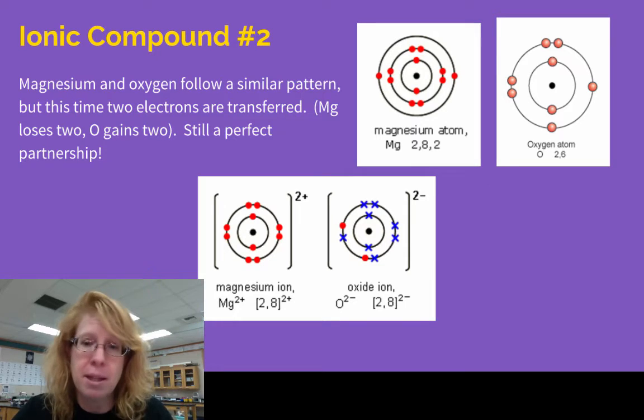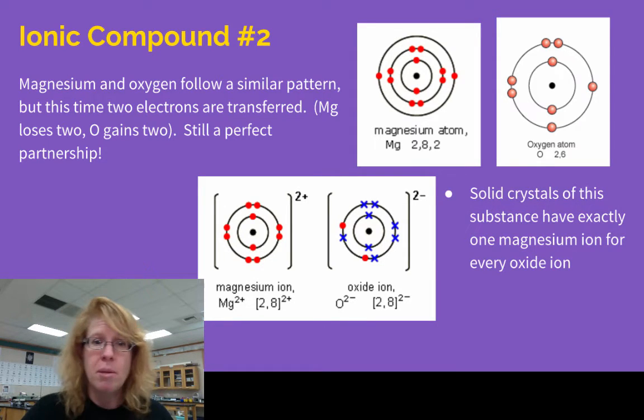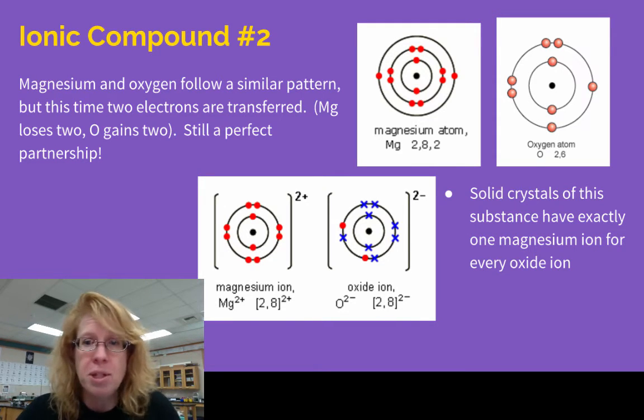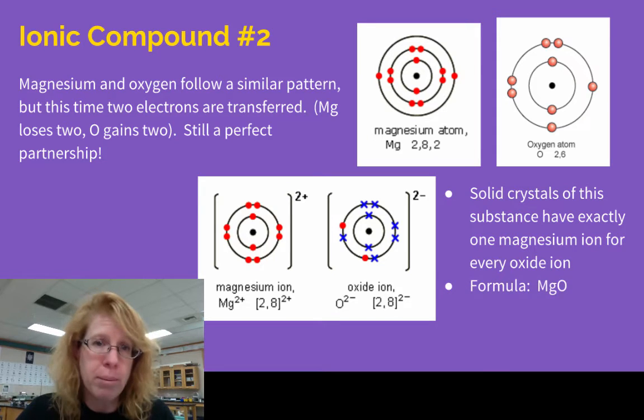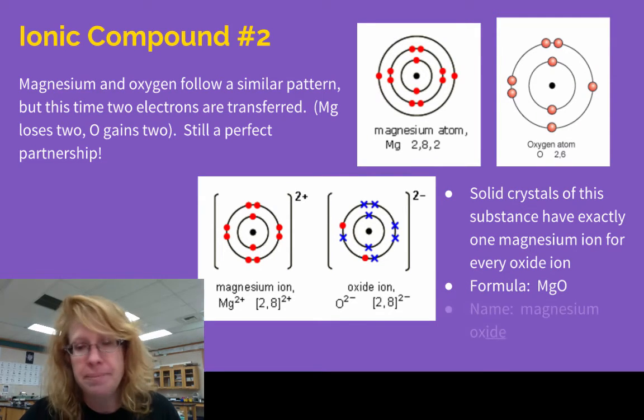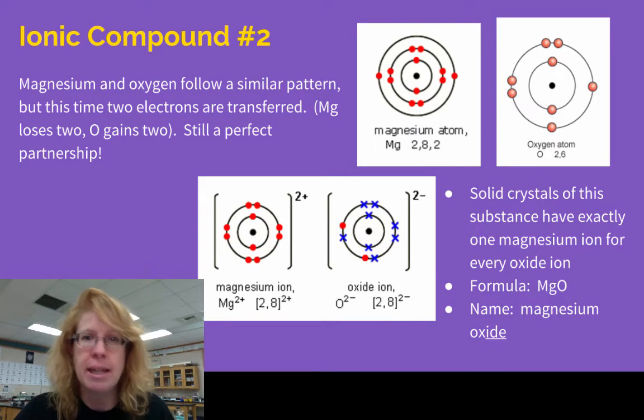So what happens when these guys come together? Again, it's a perfect partnership. Magnesium has 2 to get rid of, oxygen has 2 to receive, and so they can actually form a 1-to-1 relationship as well. They're happy just the way they are. So you get 1 magnesium, 1 oxide. The formula for this is exactly like it sounds, MgO, 1 magnesium and 1 oxygen. And the name of this is magnesium oxide, -ide again, because it's that oxygen ion as a negative ion.